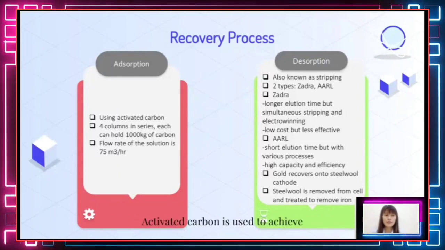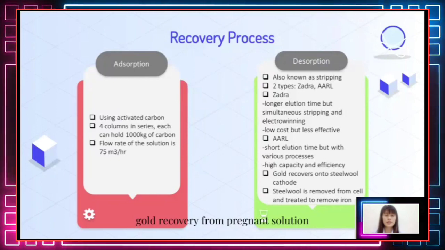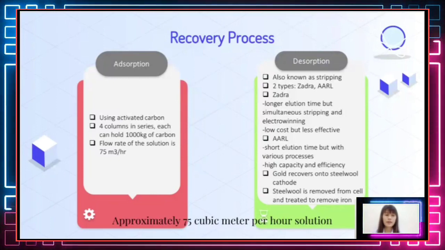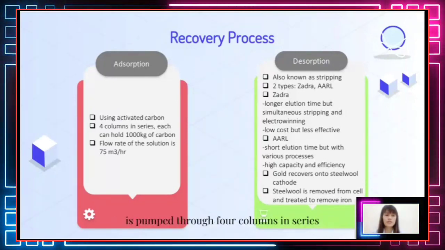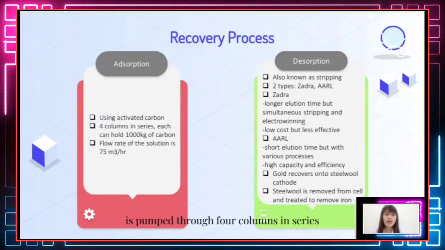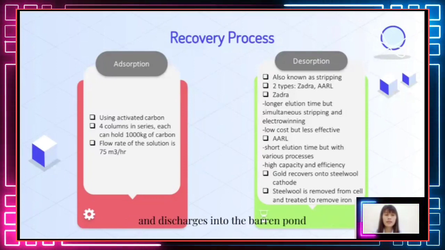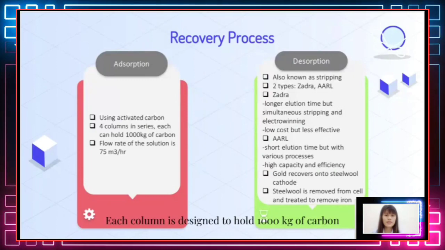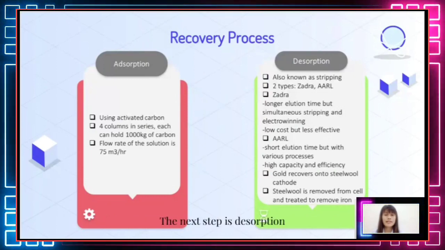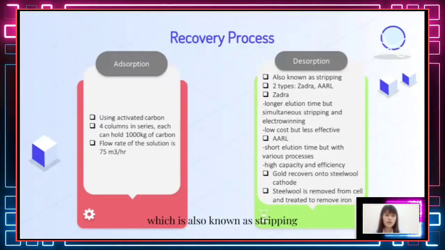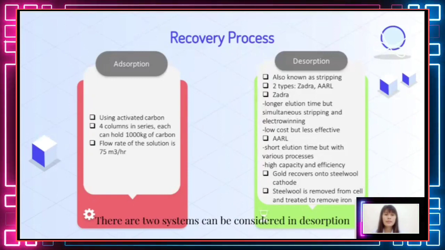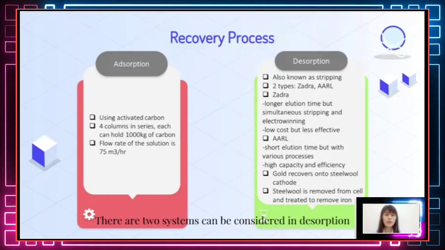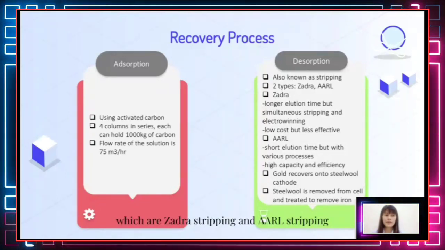Activated carbon is used to achieve gold recovery from pregnant solutions. Approximately 75 cubic meters per hour of solution is pumped through 4 columns in series and discharges into the parent pond. Each column is designed to hold 1000 kg of carbon. The next step is desorption, which is also known as stripping. There are two systems that can be considered in desorption, which are Zadra stripping and ARR stripping.